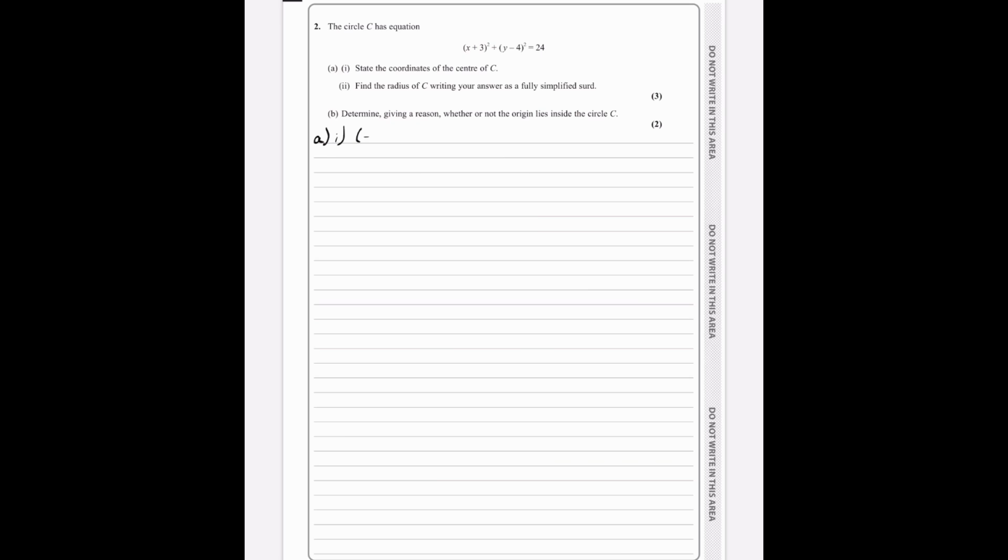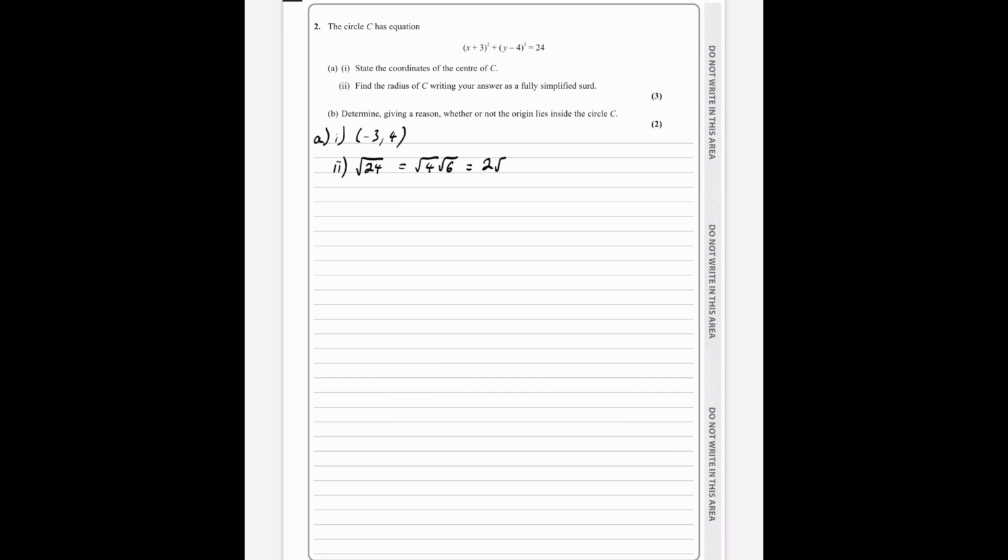We can read off the centre of the circle, it's negative 3, 4. And we can square root 24 to get the radius, which simplifies to 2 root 6, or you can just leave it as the square root of 24. Either of those is absolutely fine.